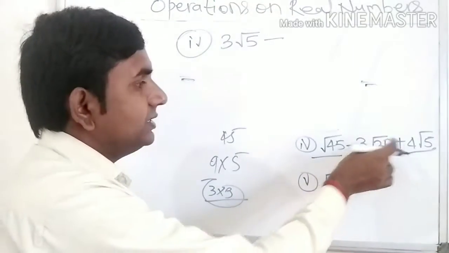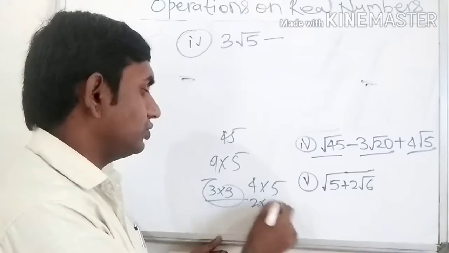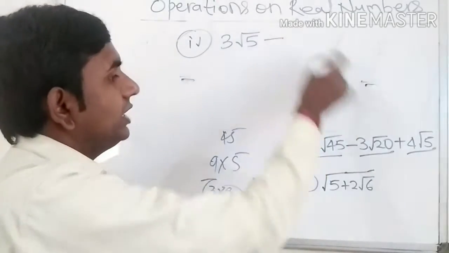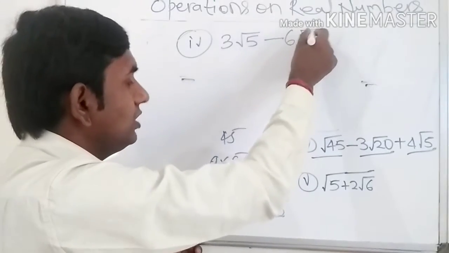Now minus, here is 3 under root 20. 20 we can write as 4 into 5, which means 2 into 2. So we have 2, and here is also 3, so we have to multiply it. Then it becomes 6 under root 5.